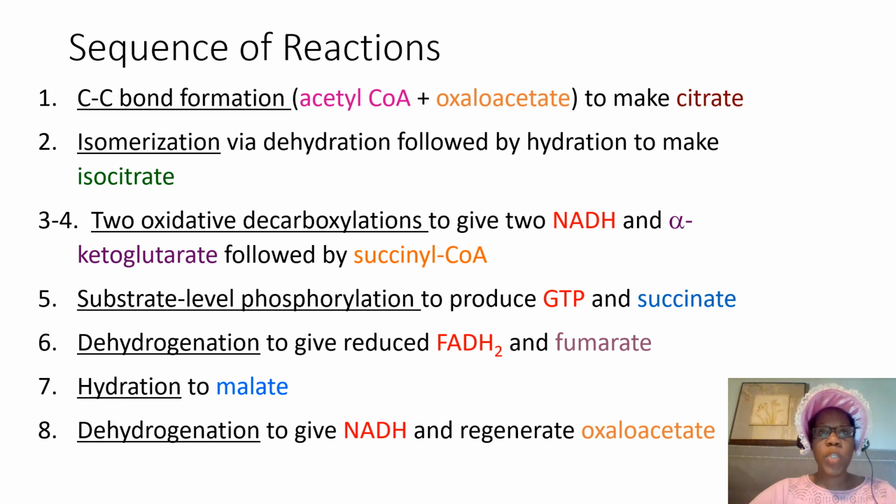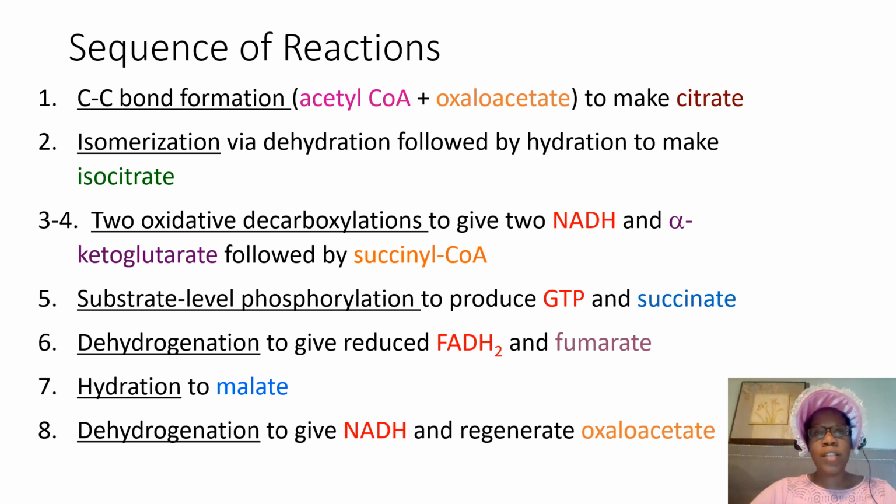Here's just a summary of the sequence of reactions that you're going to see in the citric acid cycle. We'll go over all 8 of these reactions in the following slides. But as I said before, we're starting with acetyl-CoA that comes from pyruvate and oxaloacetate, which comes out of the other end of the citric acid cycle, to make citrate. So we take a 2-carbon molecule and a 4-carbon molecule and make a 6-carbon molecule. You'll see isomerization reactions just like we saw in glycolysis. We're going to make isocitrate.